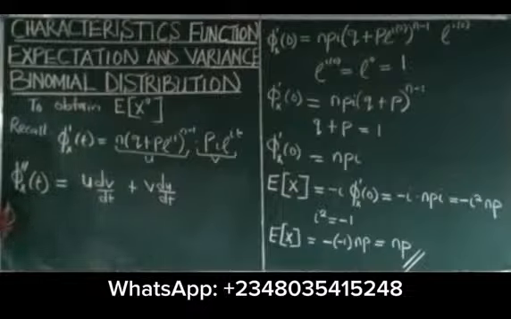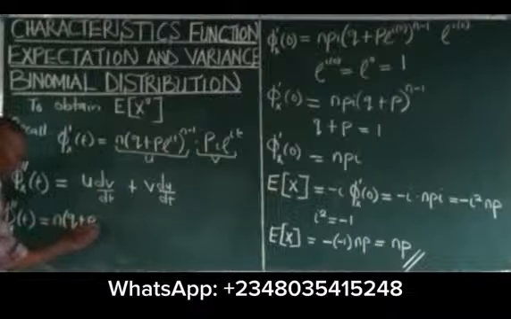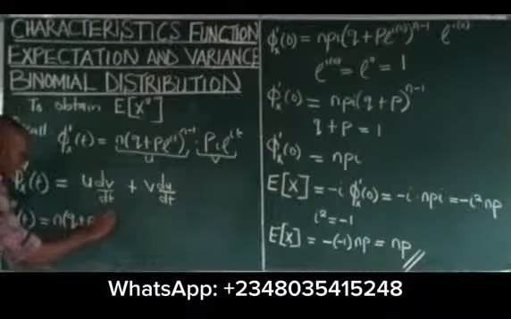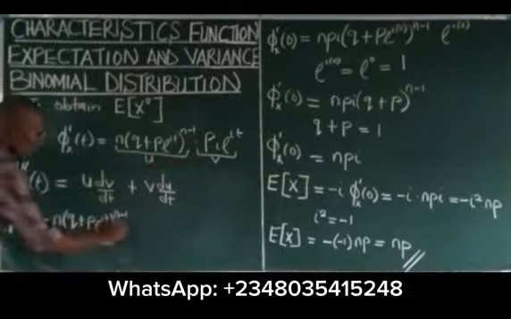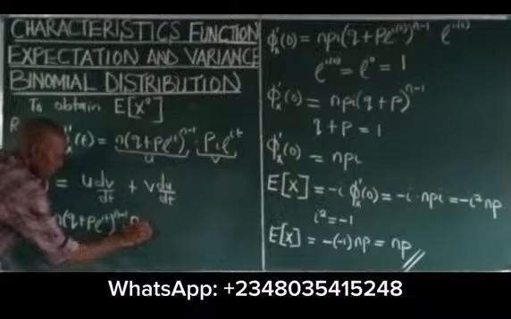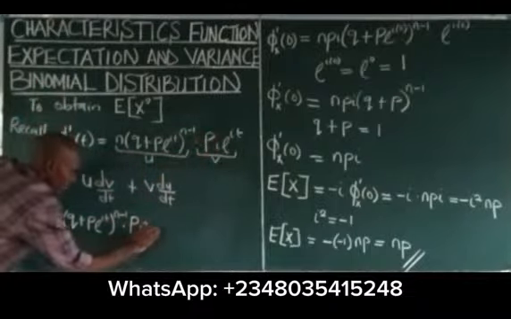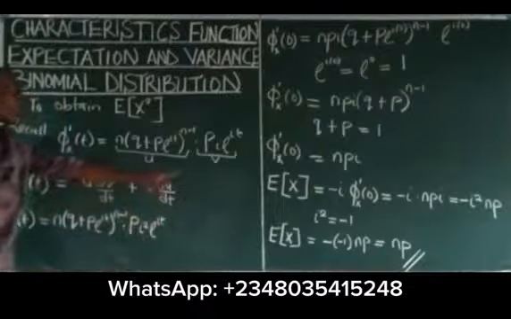It then means that our characteristic function will be equal to u. U, we bring it here, n into (q plus p exponential it) raised to the power of n minus 1. This is our u. The v over dt, that means we differentiate this. The v over dt will have p. This becomes i squared because i will come down. Then we have exponential it. We succeeded in differentiating this.